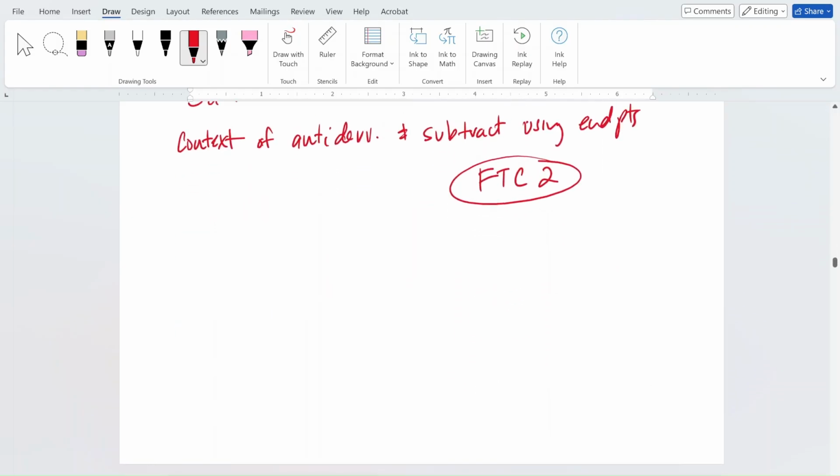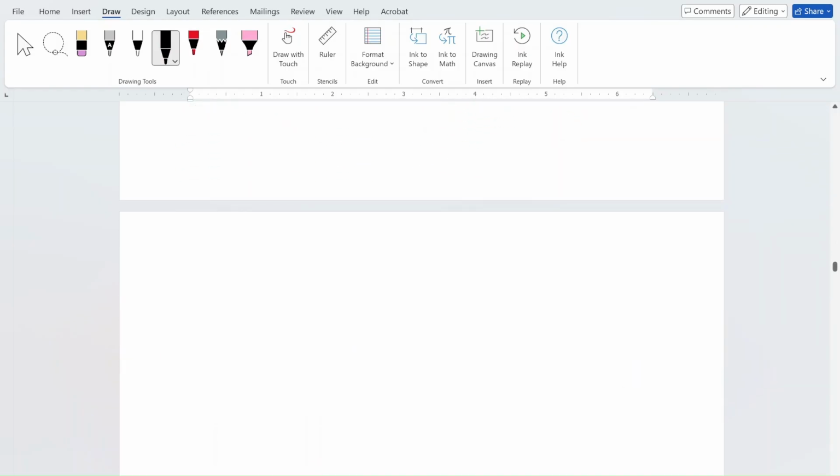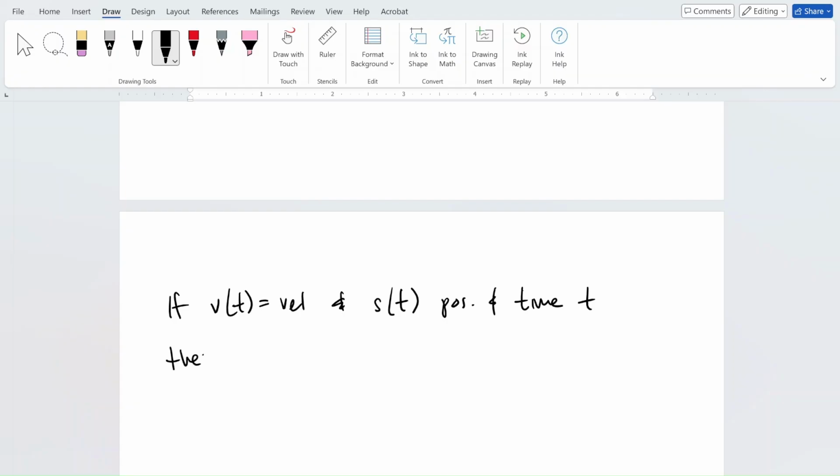So then, trying to do this in some sort of context, we can start off with an application. If v of t equals your velocity, and s of t is your position function, and of course time is represented by t, then we can say that v of t is just the derivative, s prime of t. Right, we know that already. We've done this before. Take the derivative of the position function, we get the velocity.